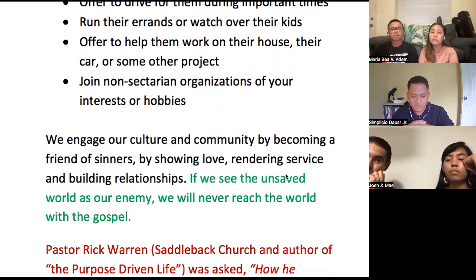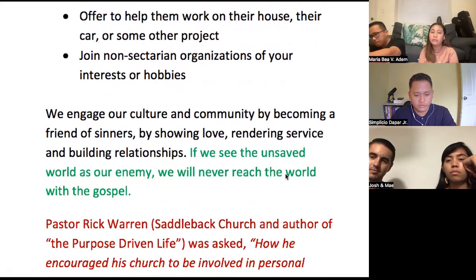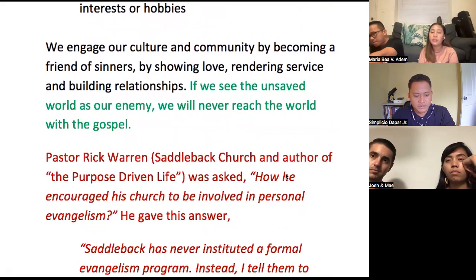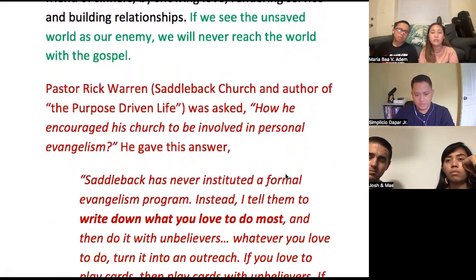I've already shared the gospel with them. Well, then I should make more friends, right? If we want to make disciples and evangelize, we engage our culture and community by becoming a friend of sinners, by showing love, rendering service, and building relationships. If we see the unsaved world as our enemy, we will never reach the world with the gospel.